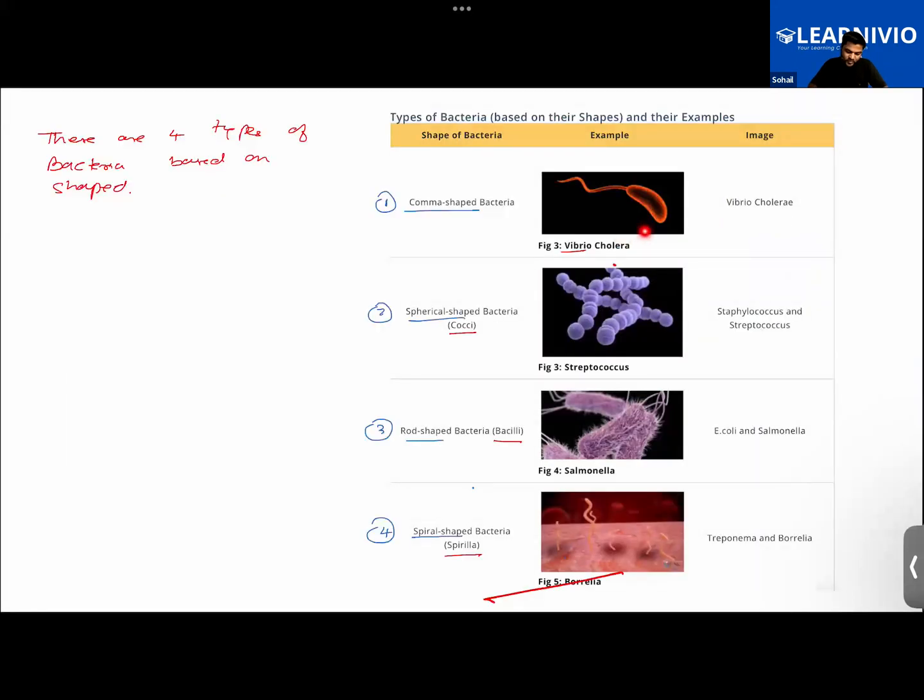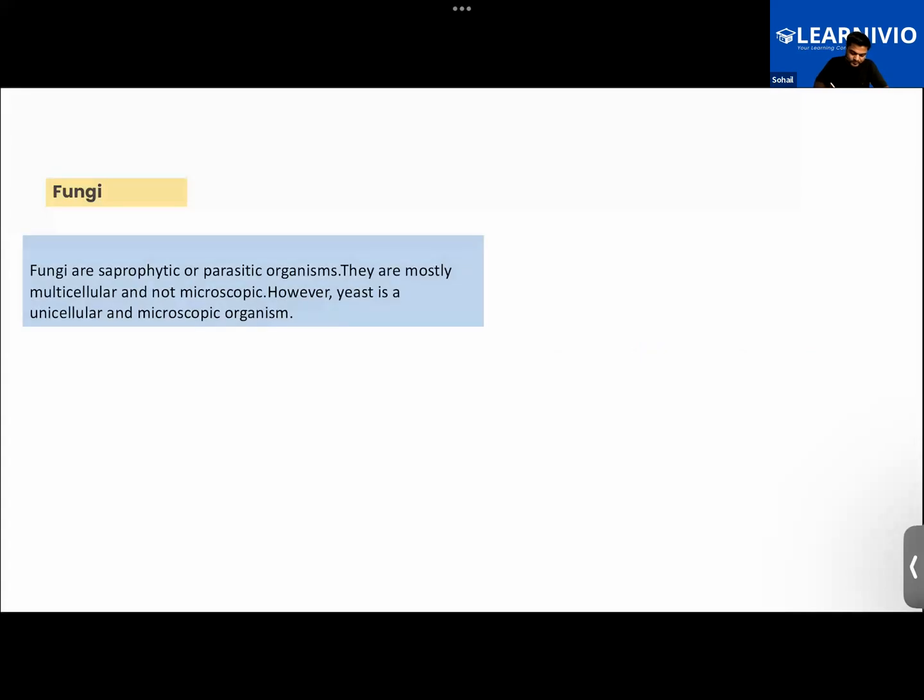Look at this one over here. Oh, it's not working. One minute. Look at this one. Vibrio cholerae. This one causes cholera. Vibrio cholerae is known to spread the disease called cholera.